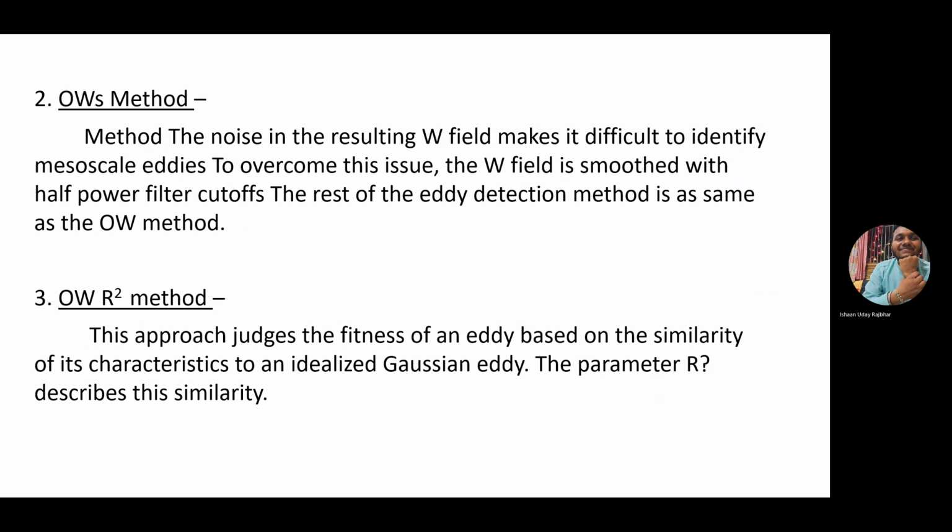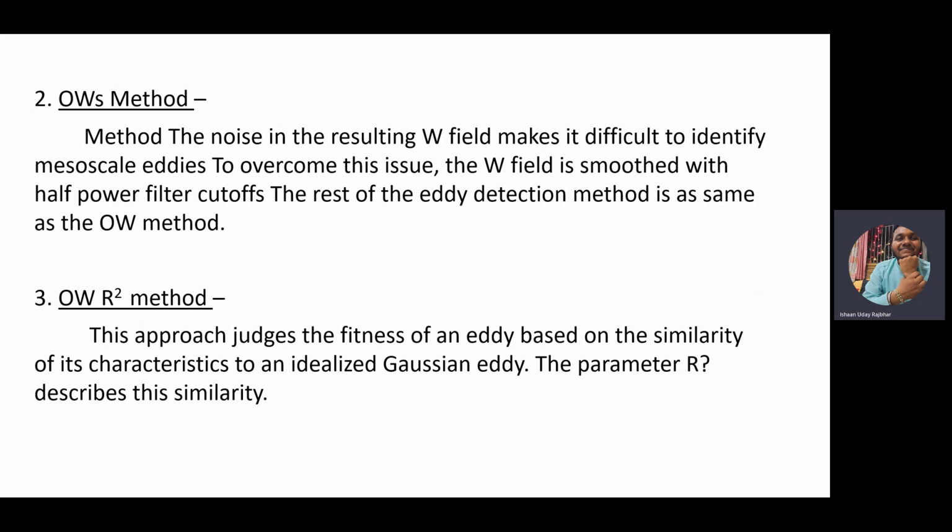OWS method. In this method, the noise in the resulting W field makes it difficult to identify mesoscale eddies. To overcome this issue, the W field is smoothed with half power filter cutoffs. The rest of the method is the same as the OW method.